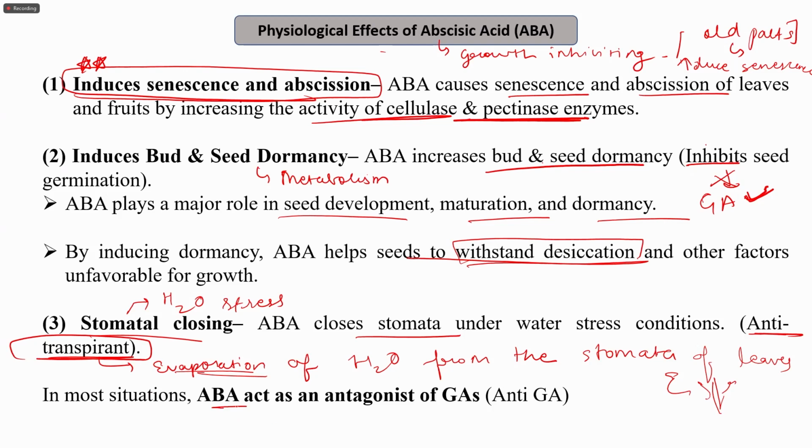In most situations, it acts as antagonist of GA. Therefore, it is also known as anti-GA. So, as I mentioned, for example, GA was actually promoting the seed germination. Abscisic acid is inhibiting the seed germination. Therefore, it acts as an antagonist. Antagonist means against GA. Opposite effect.